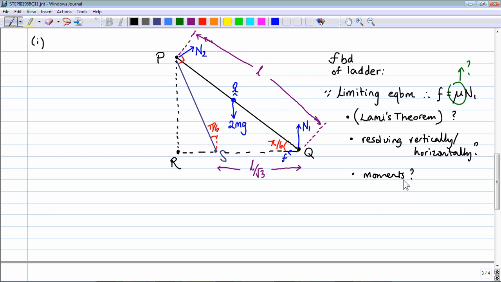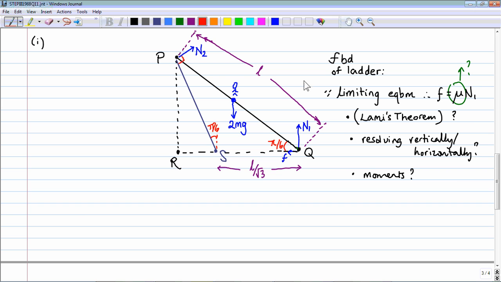Now, I've talked about Lami's theorem, that's a good method. Resolving horizontally and vertically may give us some useful information, but there's a slight problem, which is that we're not really sure how to split this force N2 into vertical and horizontal components. Well, that's not exactly true, is it? We can figure out the angle that N2 is with the horizontal, because we know this angle is pi over 6. So we can split this into 2 components and then write 2 simultaneous equations, one with horizontal equilibrium and one with vertical equilibrium. And certainly that will work.